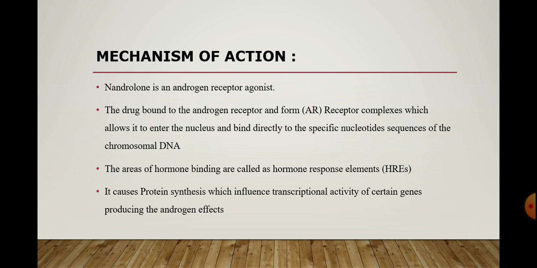Next is the mechanism of action of nandrolone. It is an androgen receptor agonist. The drug binds to the androgen receptor and forms a receptor complex, which allows it to enter the nucleus and bind directly to a specific nucleotide sequence of the chromosomal DNA. The areas of hormone binding are called hormone response elements. It causes protein synthesis, which influences transcriptional activity of certain genes, producing the androgen effect.